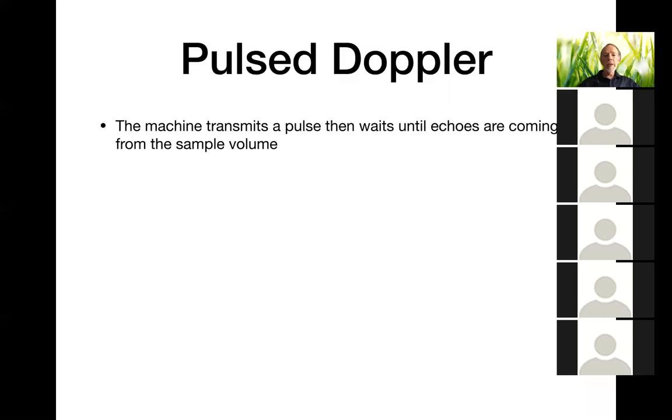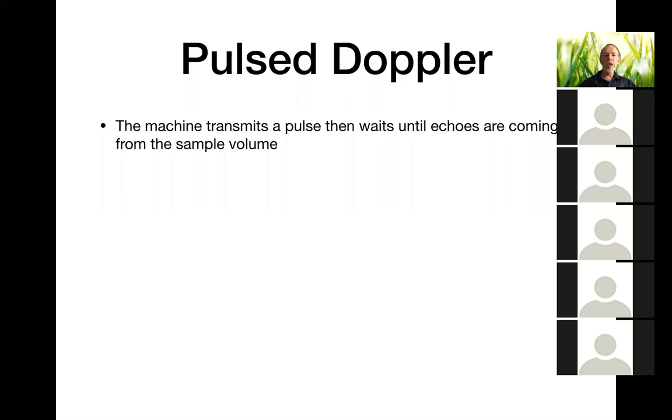So pulse Doppler is basically quite similar to imaging in many ways. The machine transmits a pulse and then it waits for the echoes to come back from the tissues. However, there's something very specific about pulse Doppler. The machine is only interested in the echoes that come from the place where you position the sample volume on the screen. So the machine calculates the depth of that sample volume and therefore knows how long it must wait for the echoes to be coming back from that specific depth.